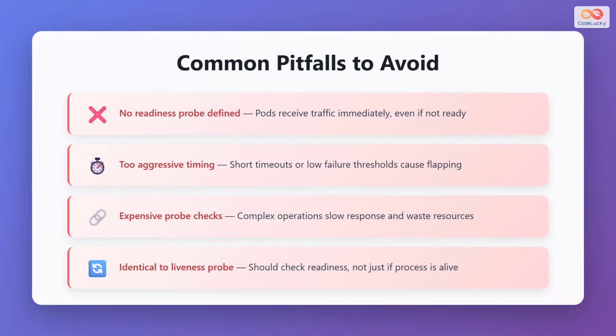Let's discuss common pitfalls you should avoid when working with readiness probes. First, having no readiness probe defined means pods receive traffic immediately, even if they're not ready, leading to errors. Second, too aggressive timing with short timeouts or low failure thresholds causes flapping, where pods rapidly switch between ready and not ready states. Third, expensive probe checks that perform complex operations slow response times and waste resources. Keep your probes simple and fast. Fourth, making readiness probes identical to liveness probes is a mistake. Readiness should check if the application can serve traffic, while liveness checks if the process is alive. These are fundamentally different concerns and should be configured differently.